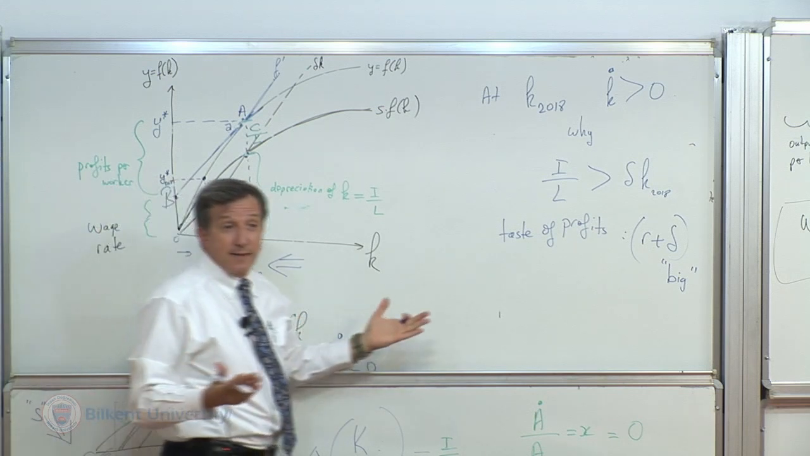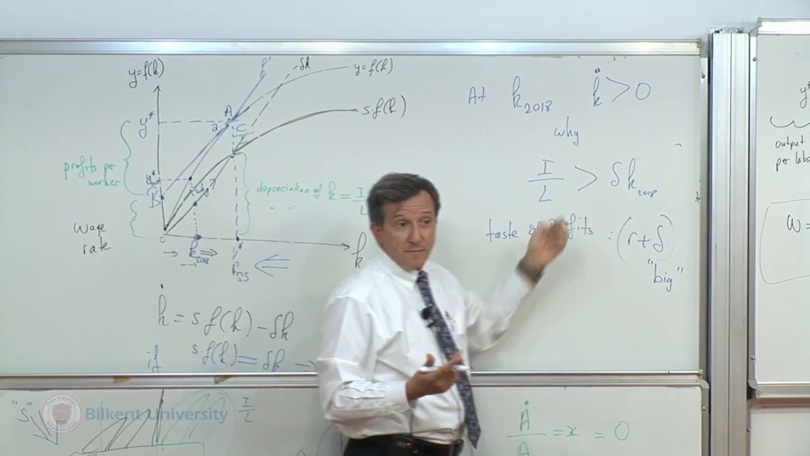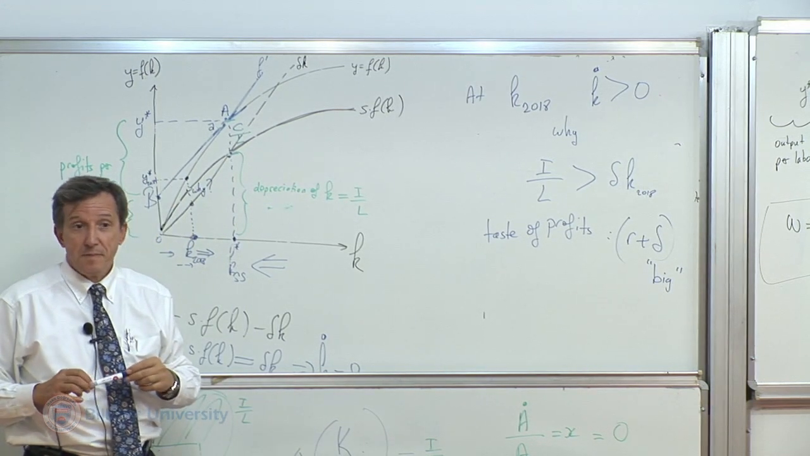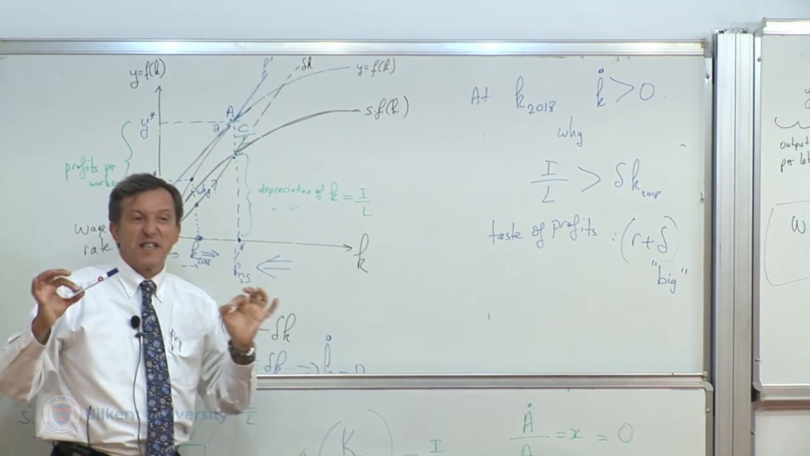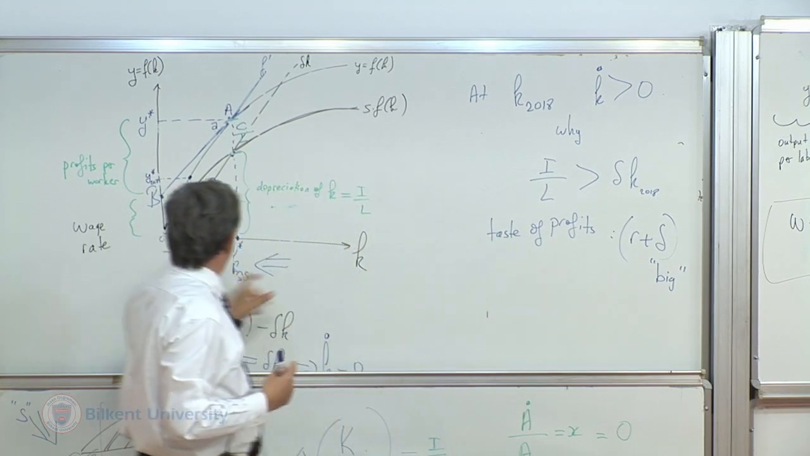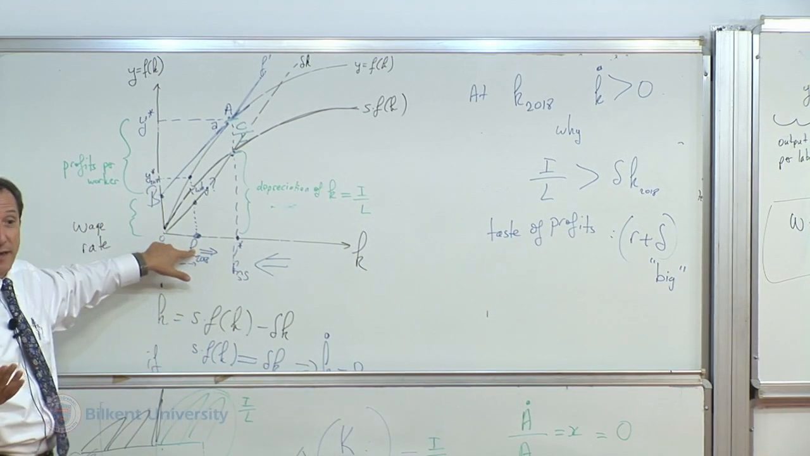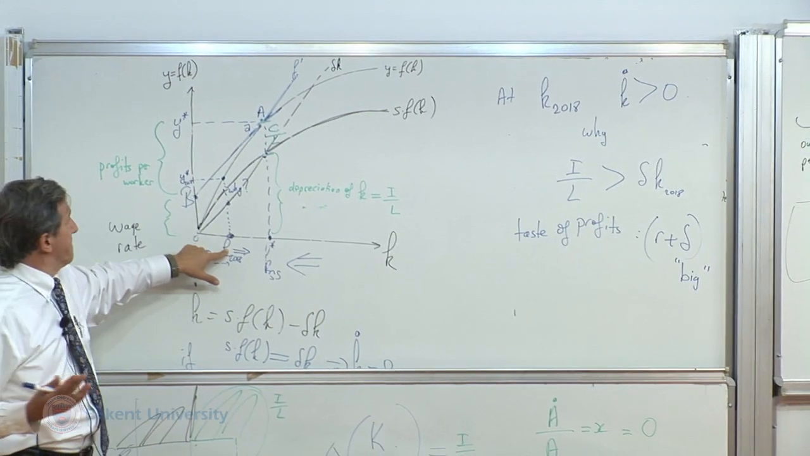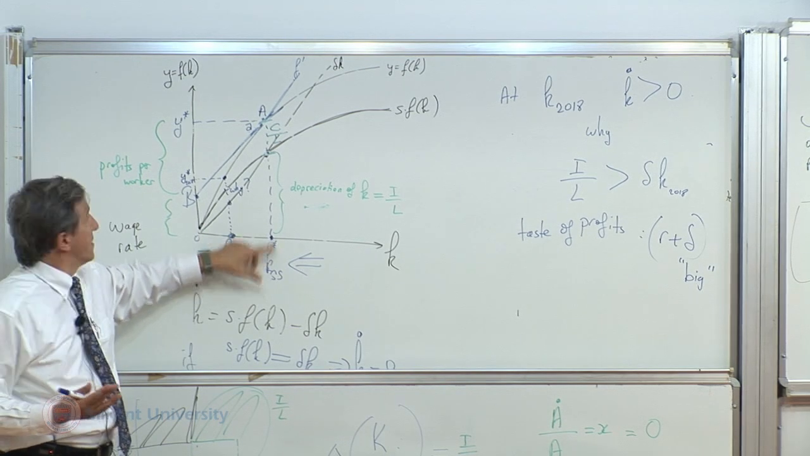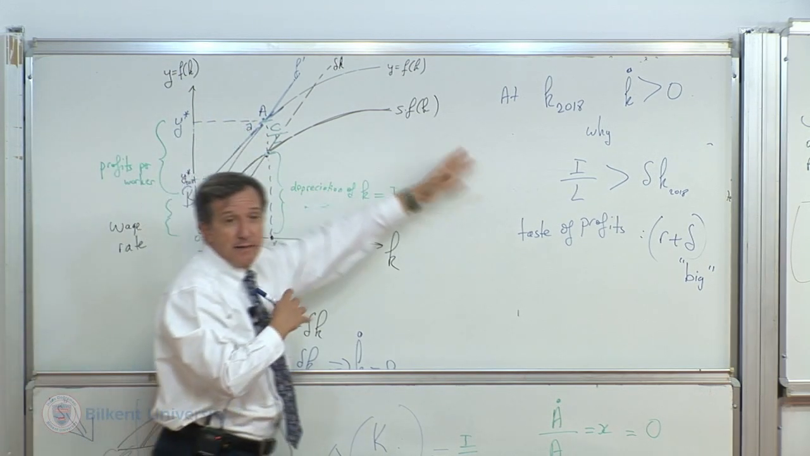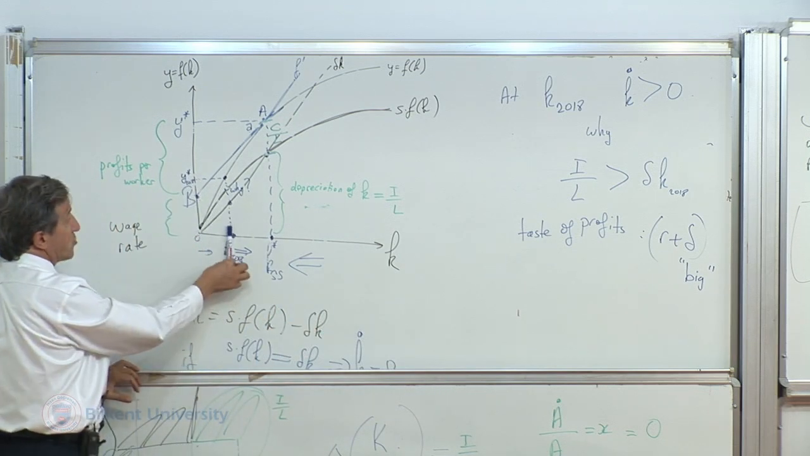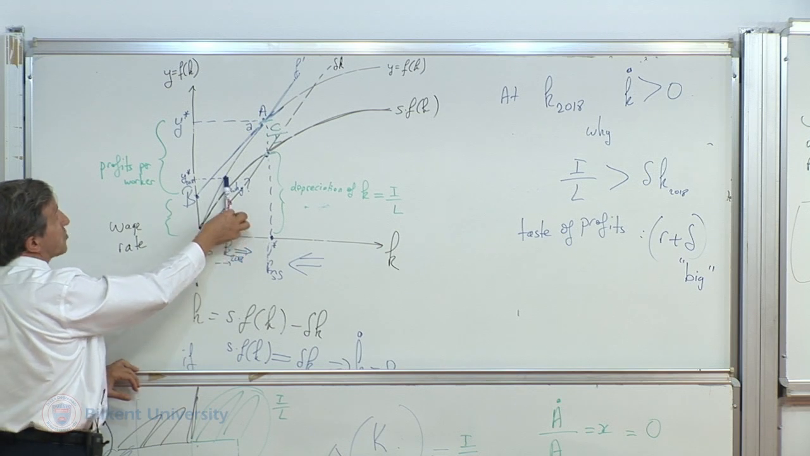Well, what is R plus delta? What's the profit rate here? How do I find it? What is the profit rate that I have at this point? The same exercise, isn't it? I did this for this rate, drawing all these tangencies. I repeat the same example. So starting from 2018, you go all the way up to the production function.